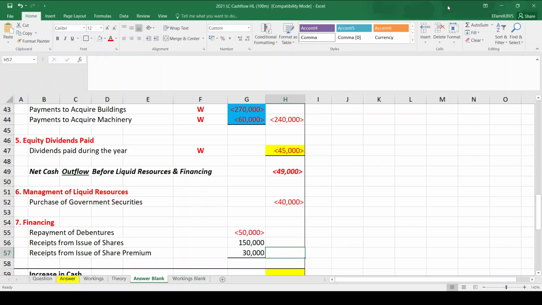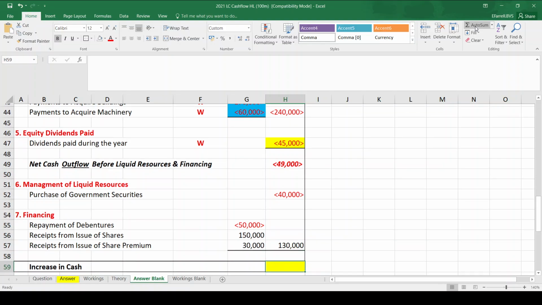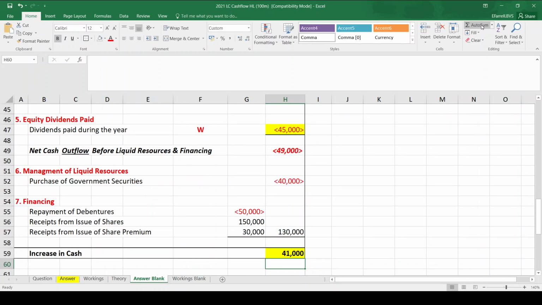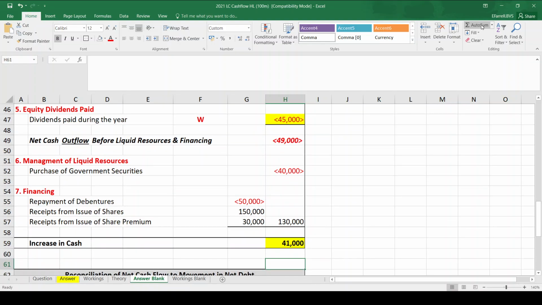So I'm just going to subtotal these for heading 7. They come to 130,000, and now I'm going to add my subtotal after 5, and include headings 6 and 7, and it comes to 41,000. So it's a positive 41,000, which means there was an increase in cash of 41,000.